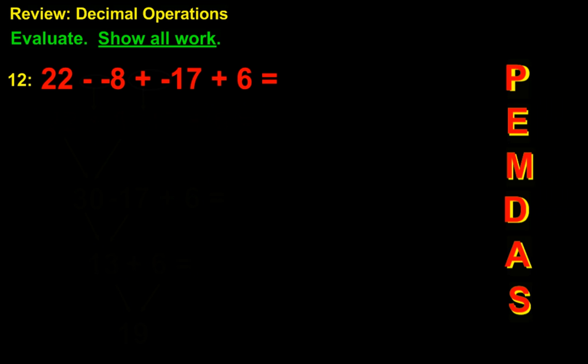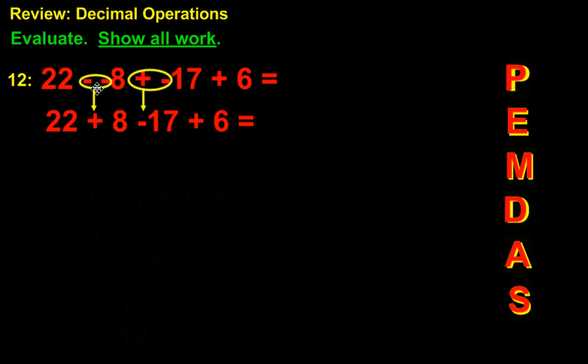For number 12, we don't have any parentheses, we don't have any exponents, we don't have any multiplication or division. It's all addition and subtraction. But you may notice that we have a couple of double signs here. We have double negatives and a negative and a positive. So the first thing we want to do before we start doing the addition or subtraction is to clear them out. So remembering the rules for negative numbers, 2 negatives is going to make a positive, and a positive and a negative is going to make a negative. So now we have 22 plus 8 minus 17 plus 6.